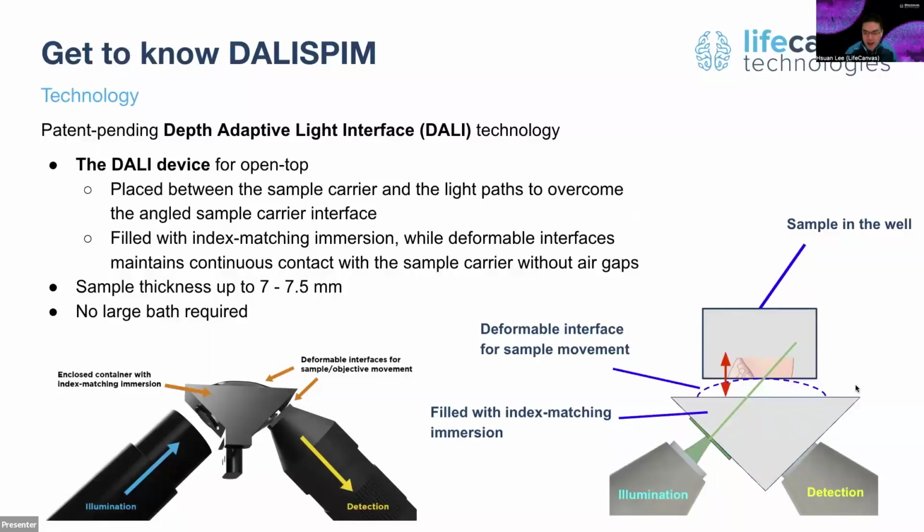So everything in the light path, the immersion, the cover slip bottom, the sample carrier to the detection path, everything has the same refractive index of 1.52. And also with the DALI SPIM, we're able to image samples up to a thickness of 7 to 7.5 millimeters, and no large bath is required.